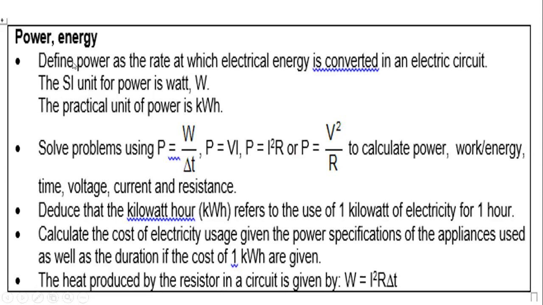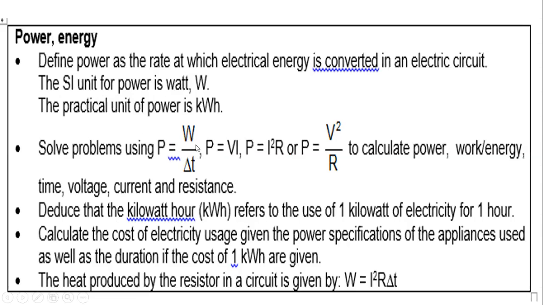It's just that this definition of power here is in terms of electrical energy. So we stick to one so that you don't get confused, and we say power is the rate at which work is done. We remember the SI unit for power, it's a watt. The practical unit of power is the kilowatt hour. That is the one that we talked about when we talked about the cost of electricity yesterday. And then we must be able to calculate power using the following formulae.